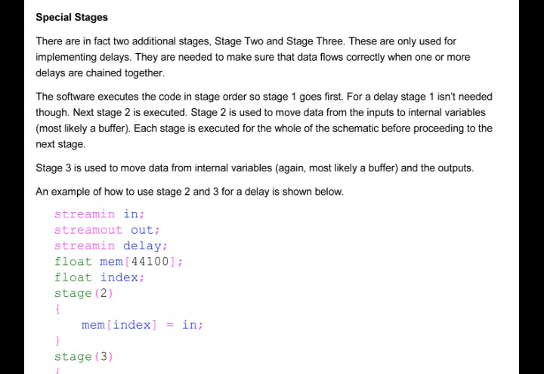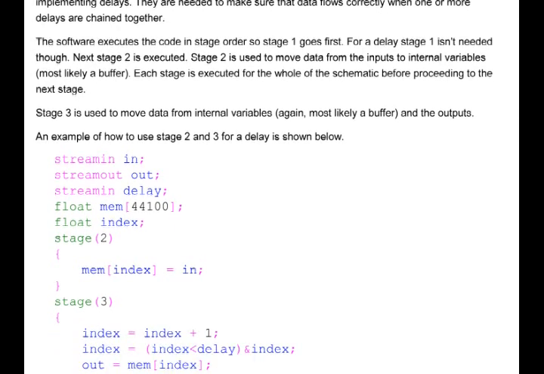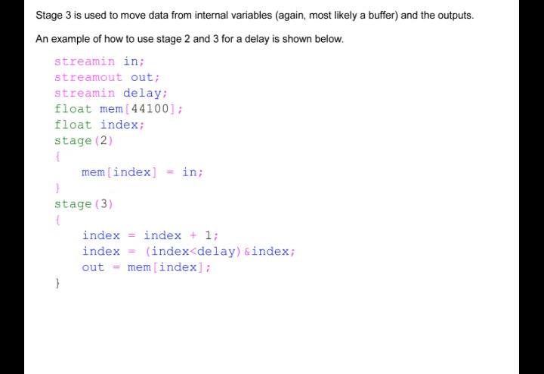The software executes the code in stage order, so stage 1 goes first. For a delay, stage 1 isn't needed though. Next, stage 2 is executed. Stage 2 is used to move data from the inputs to internal variables, most likely a buffer. Each stage is executed for the whole of the schematic before proceeding to the next stage. Stage 3 is used to move data from internal variables, again, most likely a buffer, to the outputs. An example of how to use stage 2 and 3 for a delay is shown below.